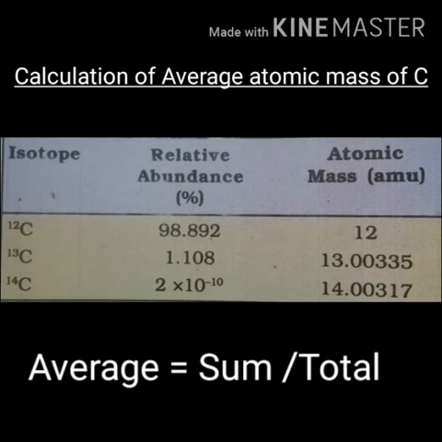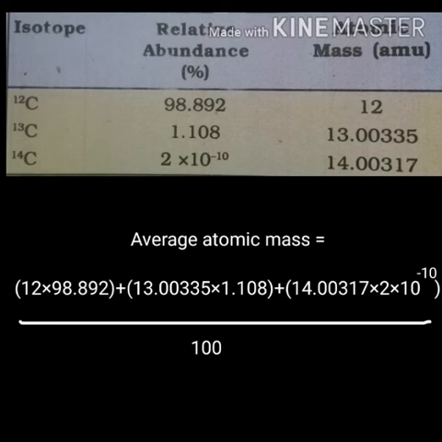So if we follow this equation, the average atomic mass will be equal to 12 into 98.892 plus 13.00335 into 1.108 plus 14.00317 into 2 into 10 raised to minus 10, whole divided by 100, and that will be equal to 12.011 U. So this is how we are finding average atomic mass.